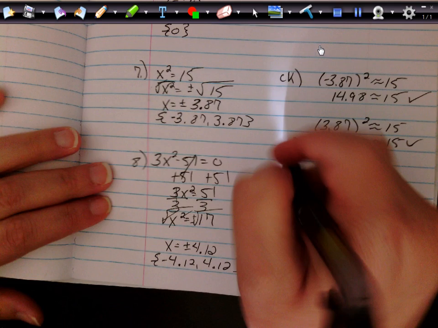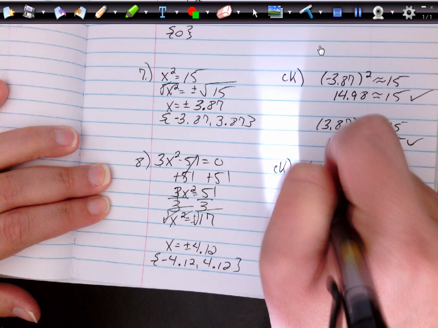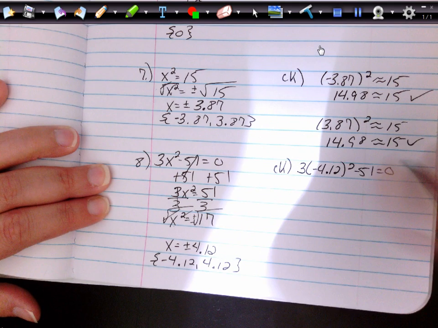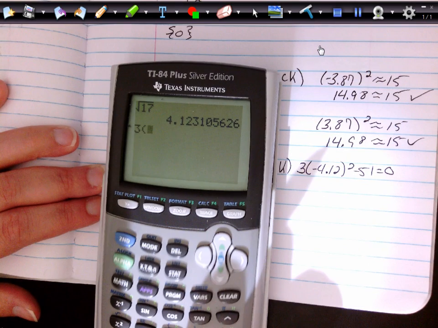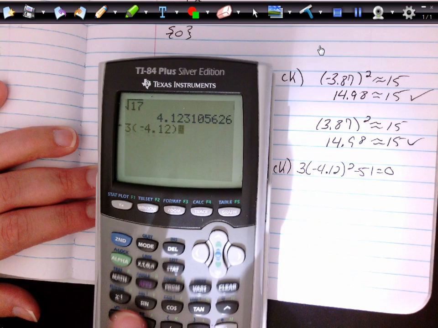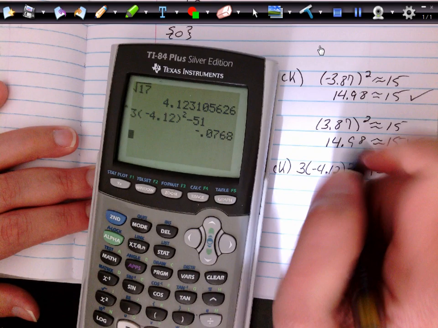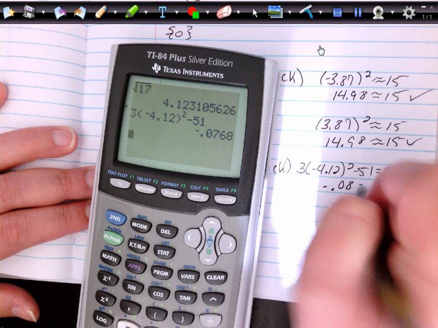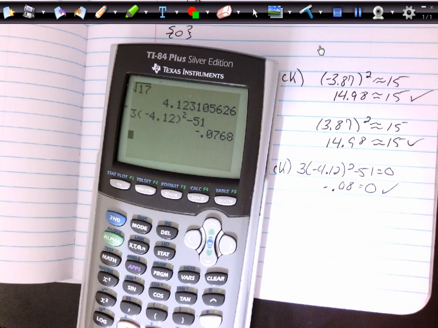I'm going to show you the check right here with this one right fast. We're going to say 3 parentheses negative 4.12 squared minus 51 equals 0, and we're just going to make sure that that works. 3 parentheses negative 4.12 squared minus 51 is going to give us approximately negative 0.08, which again is very, very close to 0, and again it's going to be approximate if we're having to round.